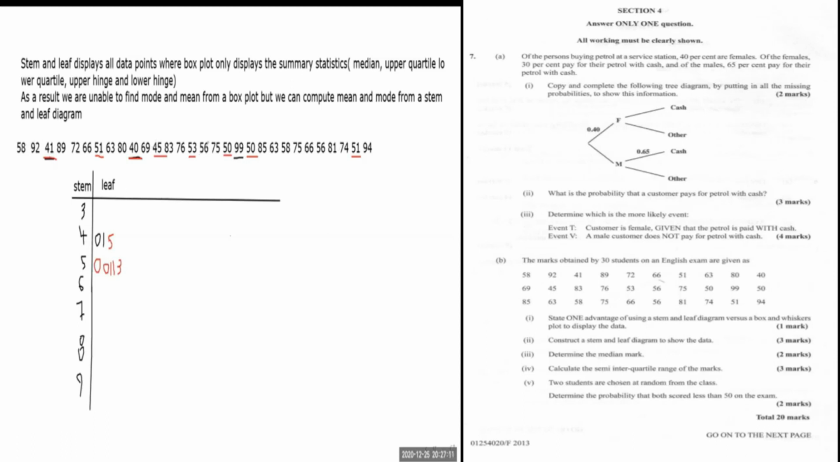54. No 54. 55. I don't see any 55. 56. Here's a 56. You can put 6 right here. See another 56. Here's another 56, and put another 6 here. Then 57. No 57, but I see 58, and put my 8 here. And I see another 58, and I can put another 8 here.